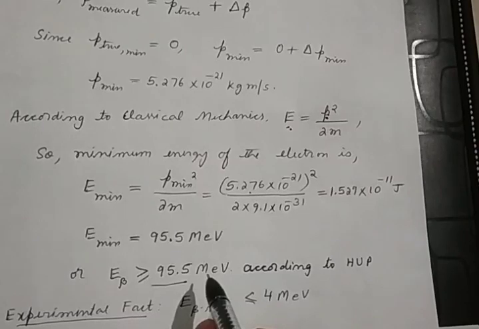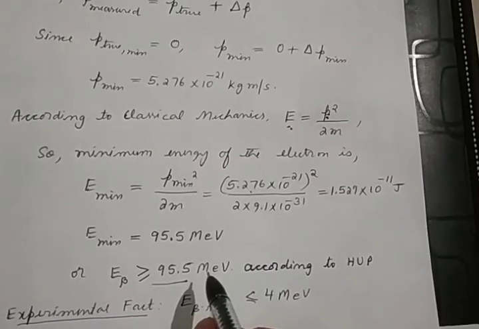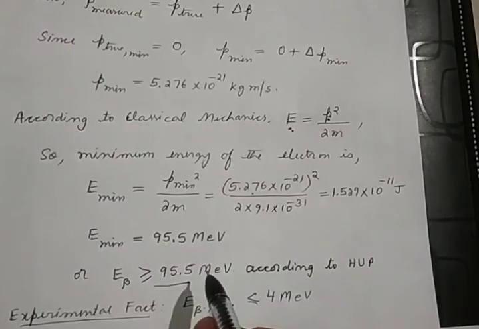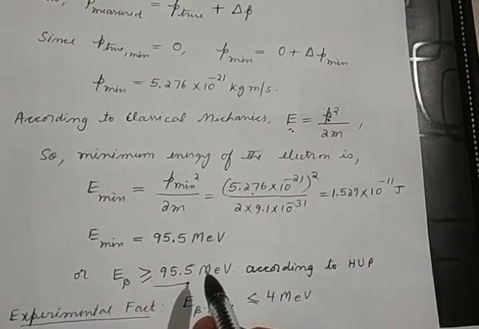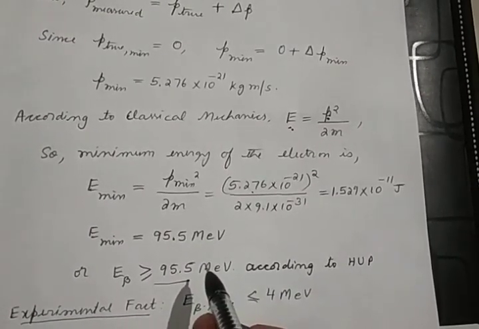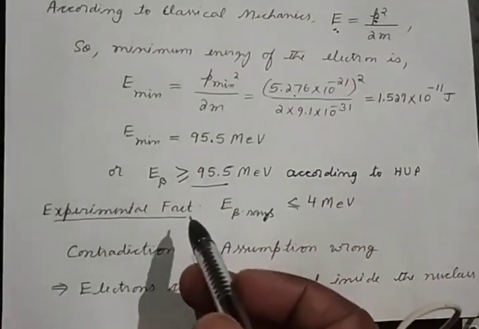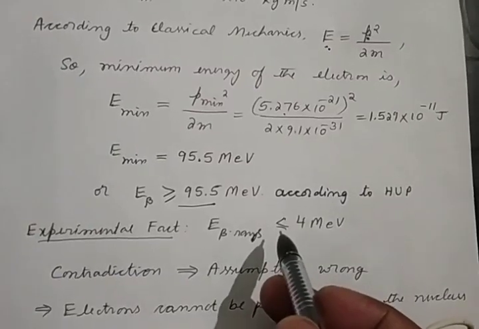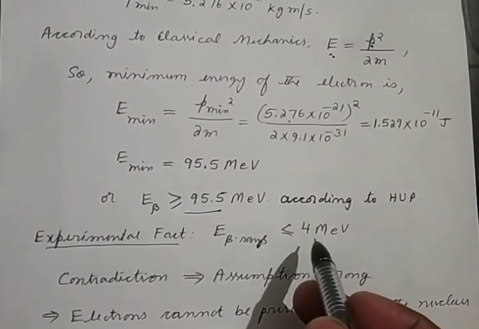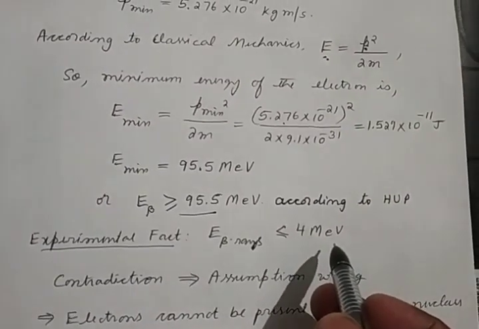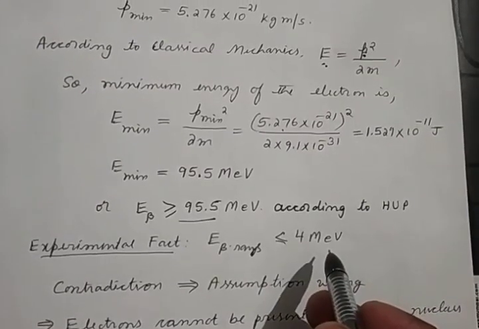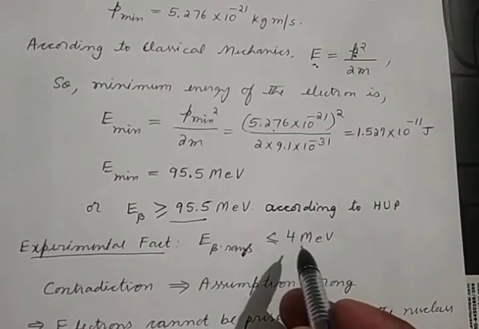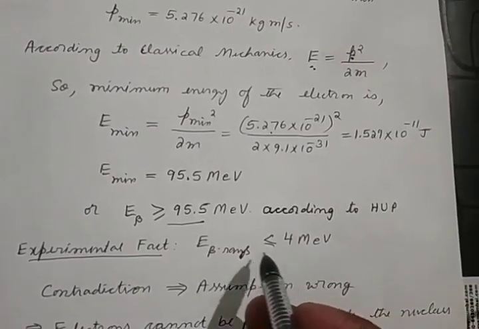But if we look at the experimental fact during beta decay, if we actually look at the energy of the beta rays emitted from the radioactive nucleus, the experimental fact says the energy of the beta rays is always less than or equal to 4 mega electron volt. The average energy of the electron, the beta ray emitted, never exceeds 4 mega electron volt. It is always within this. So this is the experimental fact.